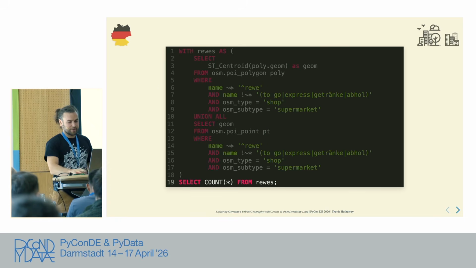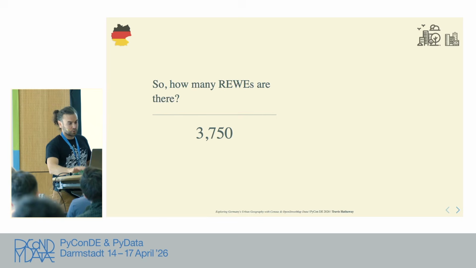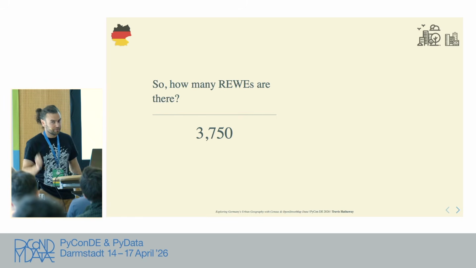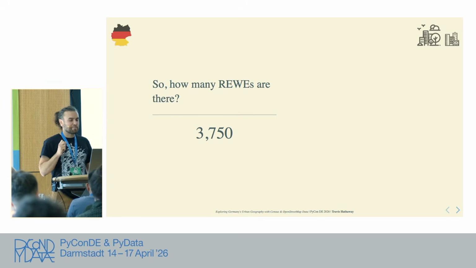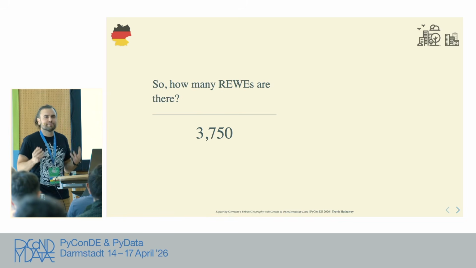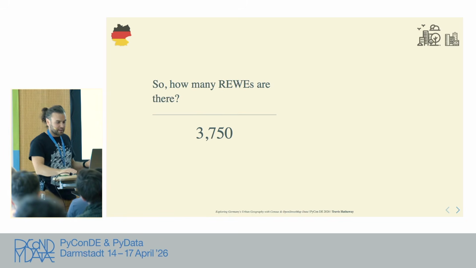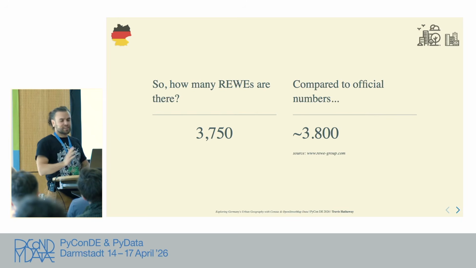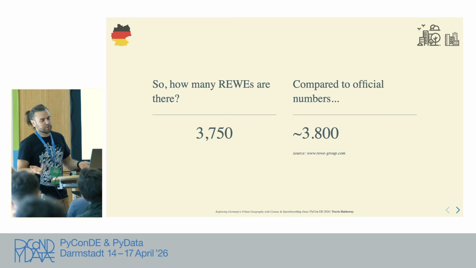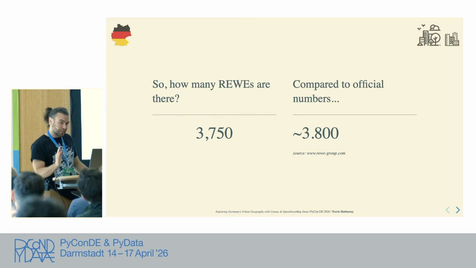And when I got the count for that, it gave me a grand total of 3,750 Revas. And I got that number and I was like, great, how do I actually compare it to make sure it's correct? And what I did is I went to the official Reva website, and they stated it's about 3,800. So for me, that's pretty close. And remember, everybody, this is social science research, so it doesn't have to be that exact, right?